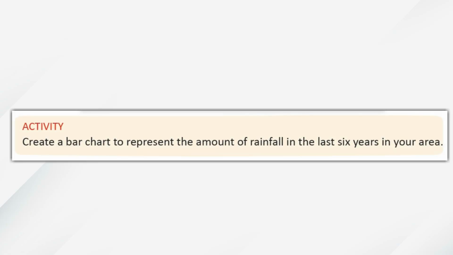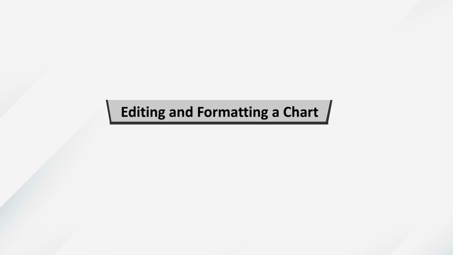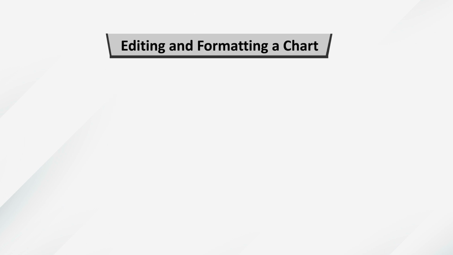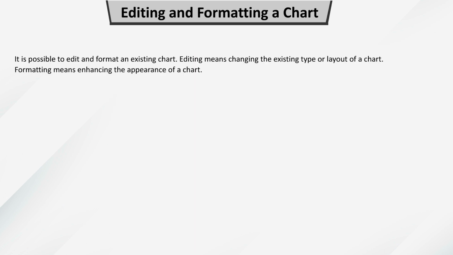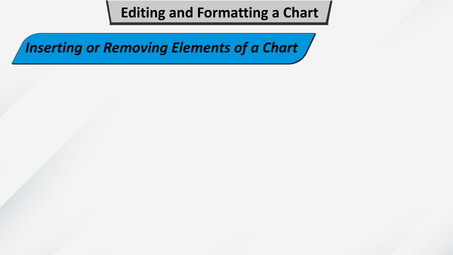Activity. Create a bar chart to represent the amount of rainfall in the last 6 years in your area. Editing and formatting a chart. It is possible to edit and format an existing chart. Editing means changing the existing type or layout of a chart. Formatting means enhancing the appearance of a chart.